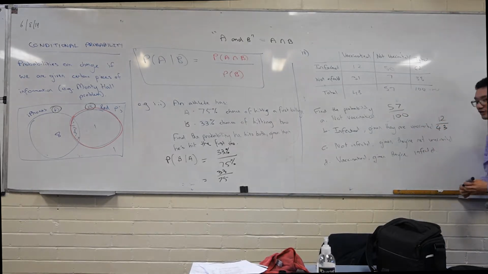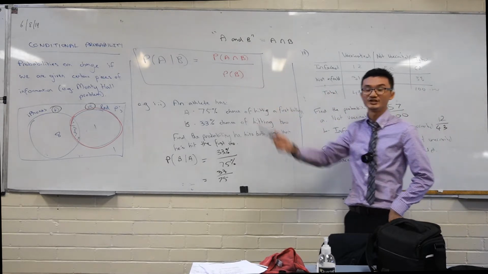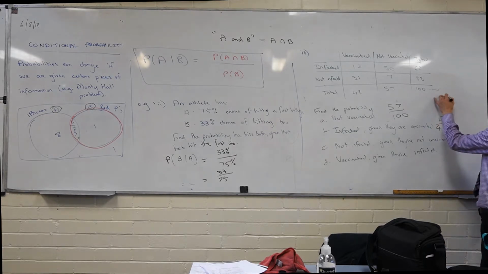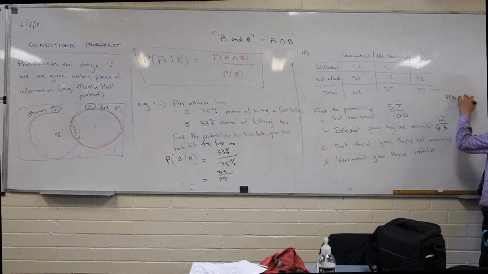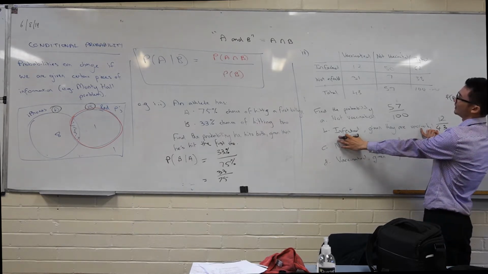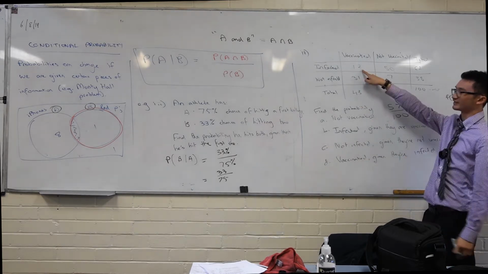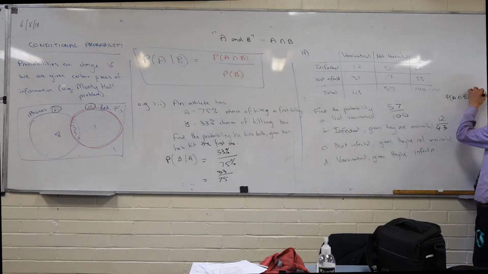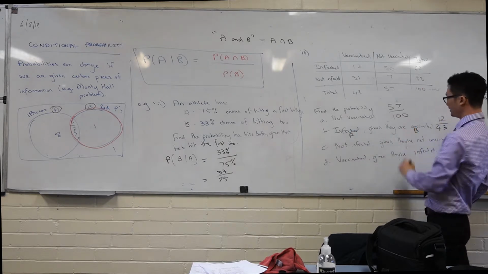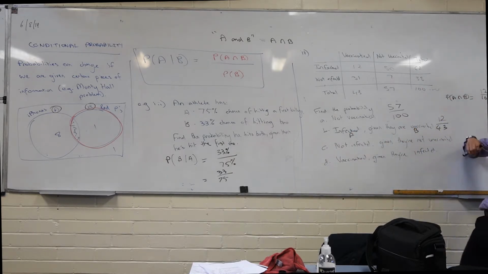Just to show you though that you can still use the formula in this situation, think about what these represent. What is P of A intersection B in this situation? Infected and vaccinated. There's 12 of them. That's 12 over 100. So this is A and this is B. What's the probability of B? That they are vaccinated. That's what P of B is representing.